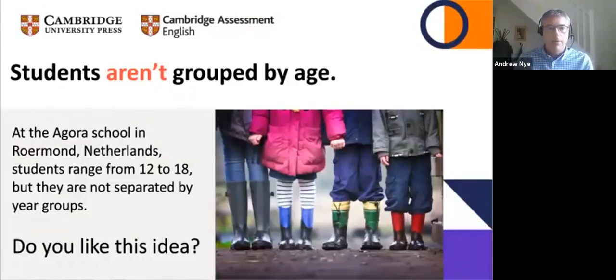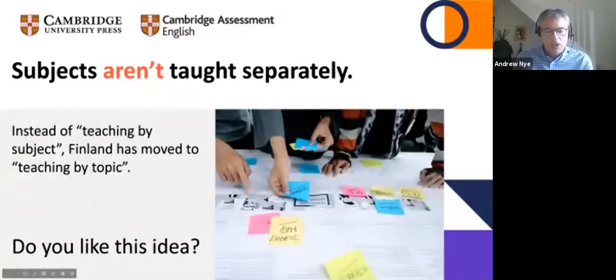is the second rule we looked at, that subjects are taught separately. Instead of teaching by subject, Finland has moved to what they call teaching by topic. And the capital of Finland, Helsinki, is leading the way in this. The school's development manager in Helsinki said, what we need now is a different kind of education to prepare people for working life.